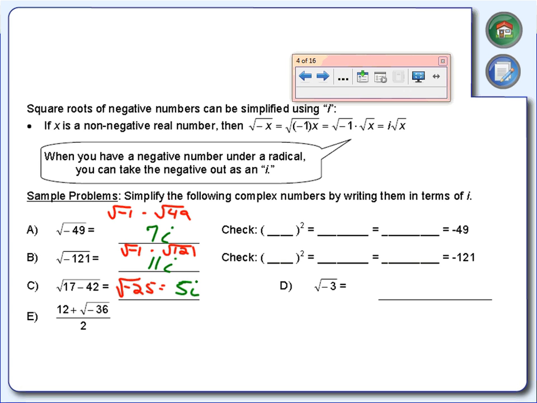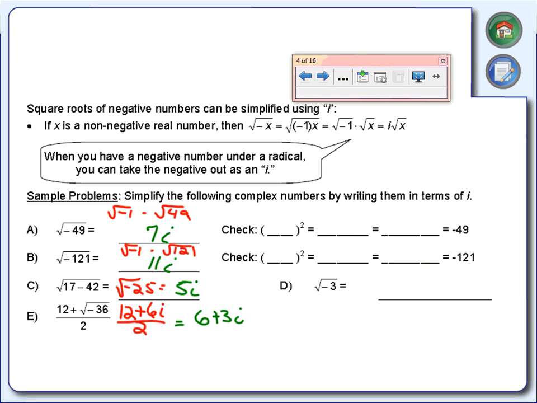E, 12 plus the square root of a negative 36, divided by 2. First thing I want to do is take the square root of the negative 36. What is the square root of a negative 36? 6i. So now this becomes 12 plus 6i divided by 2. I'm not going to leave it like that, though, because we are dividing by 2. So we're going to take both parts, the 12 and the 6i, and divide both of those by 2. So 12 divided by 2 would be a 6, and a 6i divided by 2 would be a 3i. So we end up with 6 plus 3i.